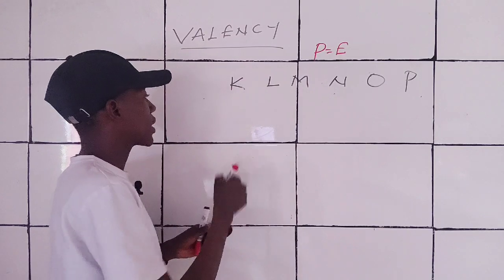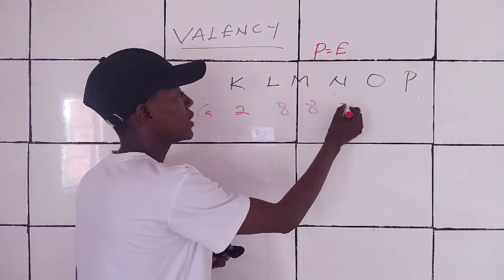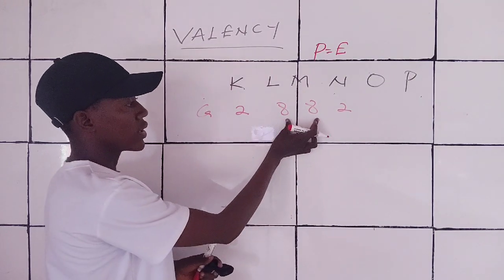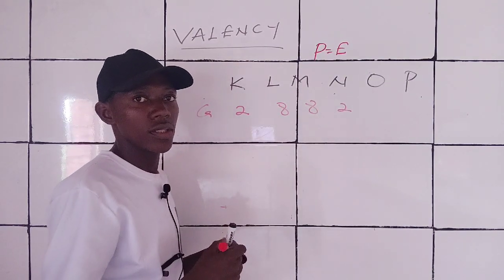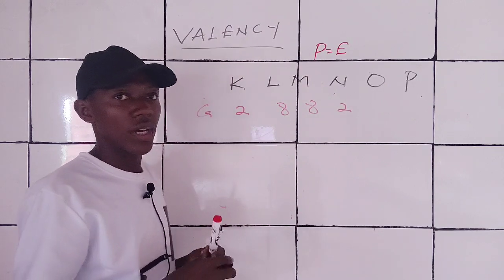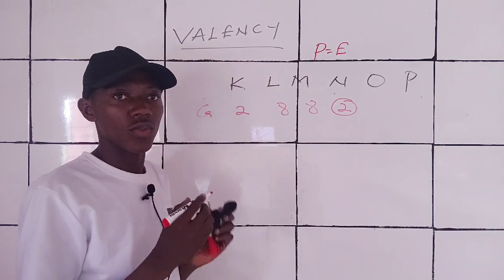Elements like calcium, calcium is number 20, going to be 2, 8, 8, 2. Remember, these are taking 8, 8 as their maximum, and the last 2 is under the N shell. Now there is something we are after. This last electron in the last shell is what we're after.